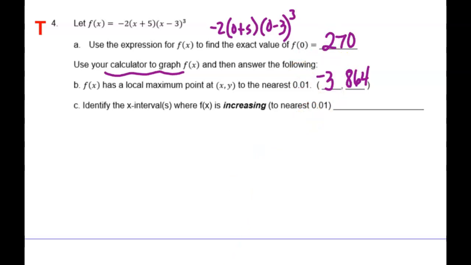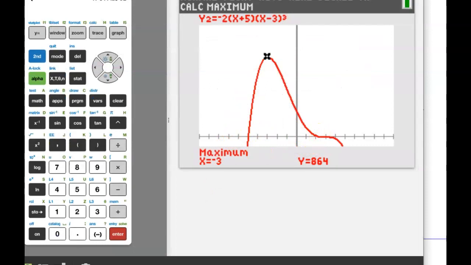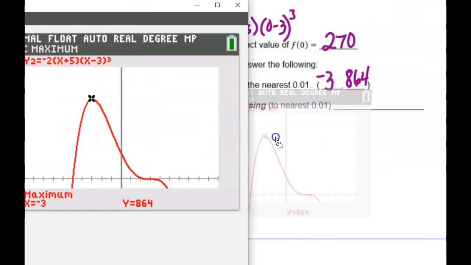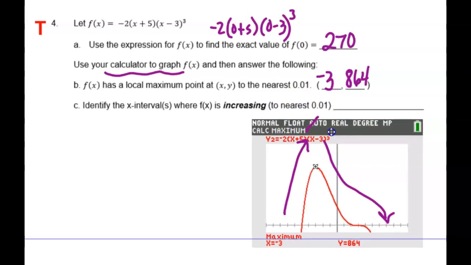And then it wants to know where it's decreasing. Remember how this goes? Increasing, decreasing. This is all decreasing, even though it does a little funky thing here. It has an inflection point there, but it does not change. So all of this, now it says X intervals where it's decreasing. Anybody remember how that goes?